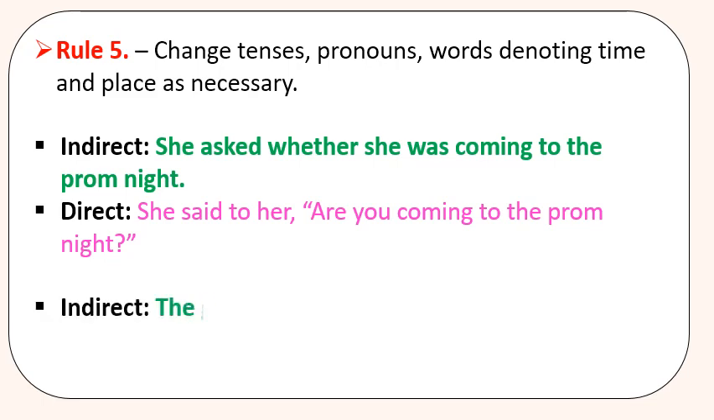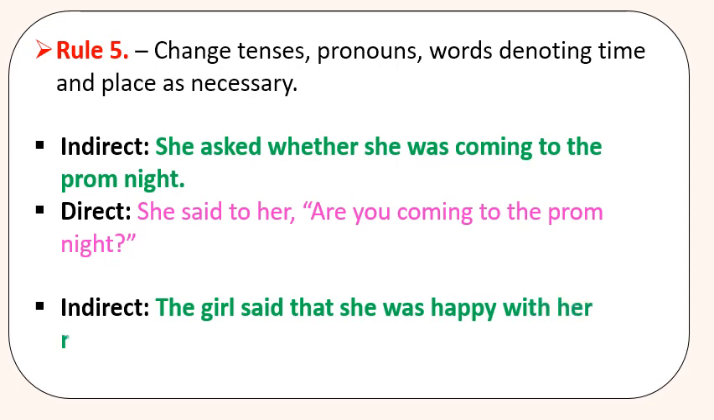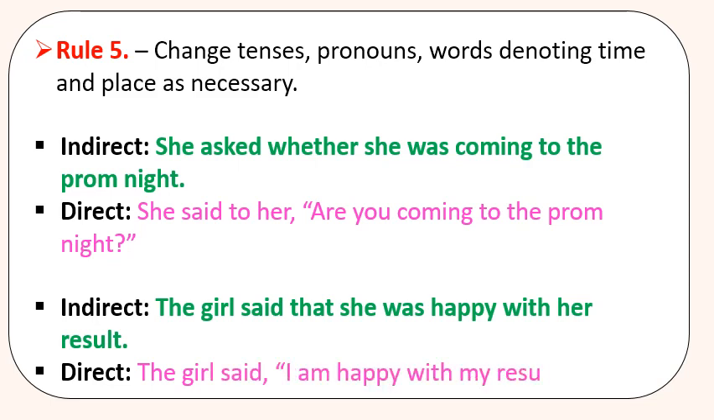Second example, indirect speech. The girl said that she was happy with her result, full stop. So the direct speech will be, the girl said, comma, inverted commas start, I am happy with my result, full stop, inverted commas close. So this is the end of the chapter.